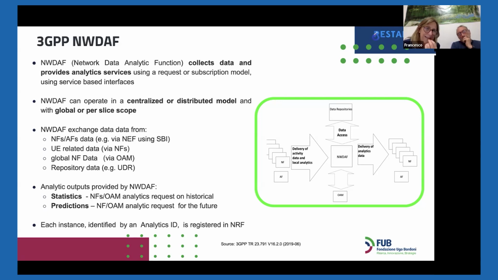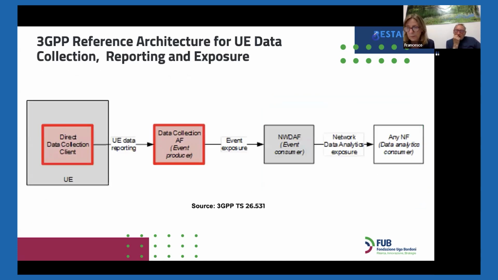NWDAF can also provide, which kind of analytics can it provide? Statistics, that means analytics based on historical data, or predictions for the future. And the interesting thing, as we said at the beginning, is that each instance of the NWDAF can be registered in the network repository function, so it can be available for every other network function. And in the next slide, we will see the reference architecture that 3GPP suggests to support data collection and how these analytics can be exposed to other functions.